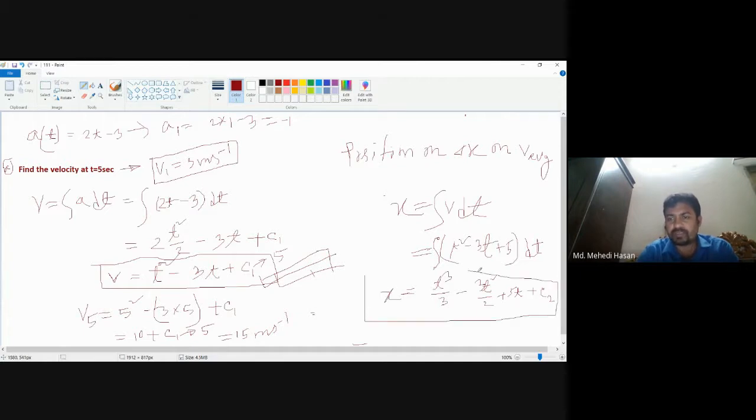This is similar to the previous discussion class. If the equation of position is given, from that you have to find the position at any time, then displacement, velocity and average velocity. Is it clear to you, or any question? Yes, sir.